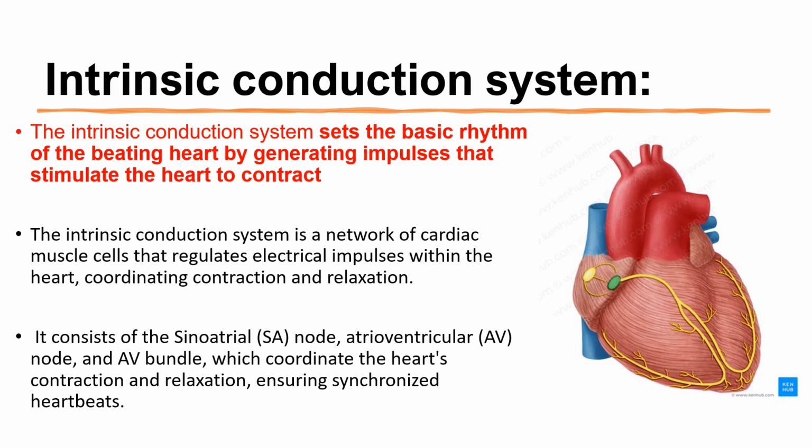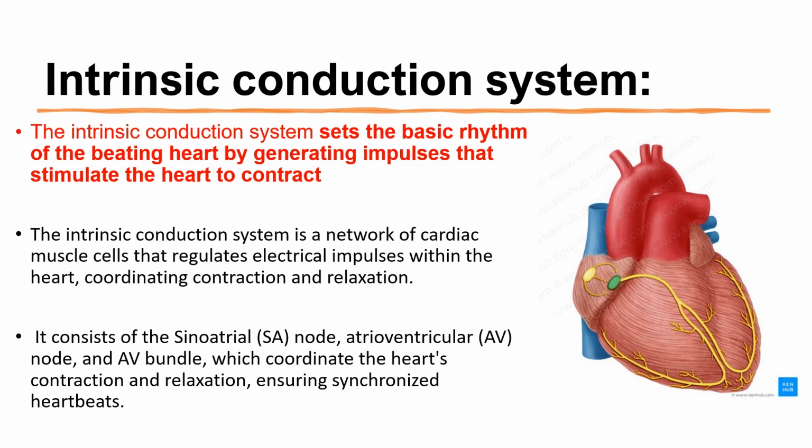After the electrical impulses pass through the atria, they will reach the AV node, also known as the atrioventricular node. The node in green color, as can be seen in the diagram here, is the AV node, which is located in the lower part of the right atrium. Now, the AV node slows down the electrical impulses to allow the ventricles to fill with blood before they contract.